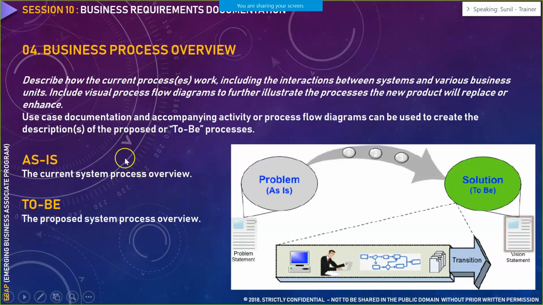So essentially these are two diagrams. One diagram indicates the current system, that is their problem, and the other diagram indicates the solution system, which is the proposed system view that you would be giving them.